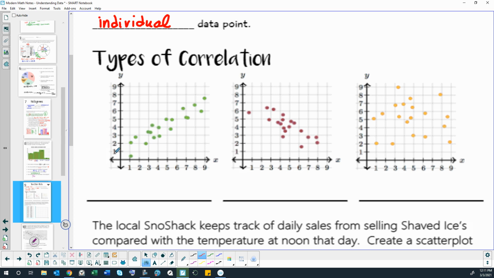So this type of correlation, when the dots seem to be in general going upward, is called a positive correlation. And this one, when the dots are just in general heading downward, that's called a negative correlation. This kind of graph where the points are all over the place would not have any kind of correlation. So we'll just say none. It doesn't have correlation.